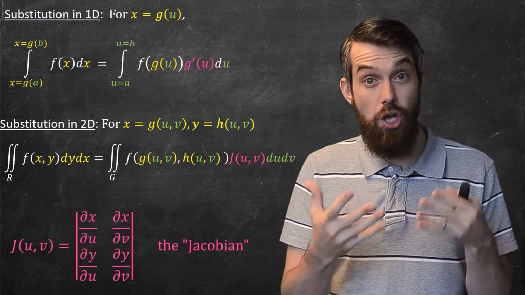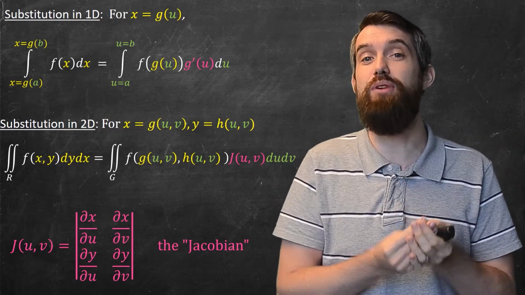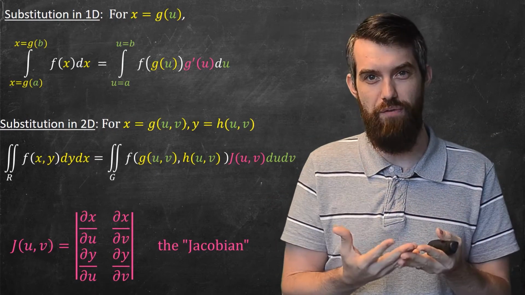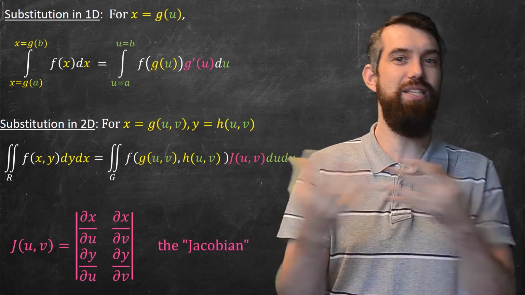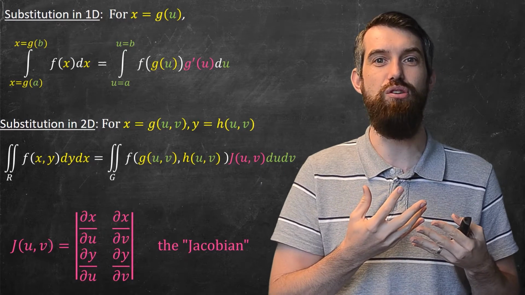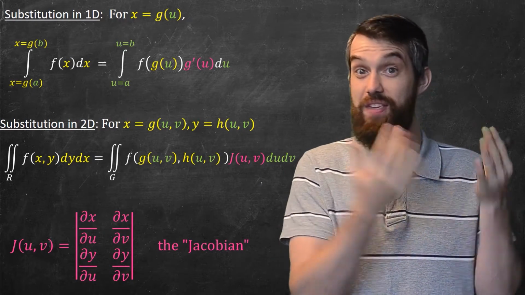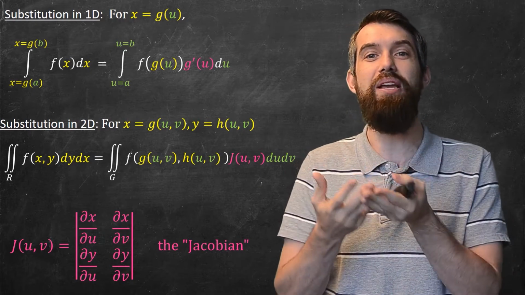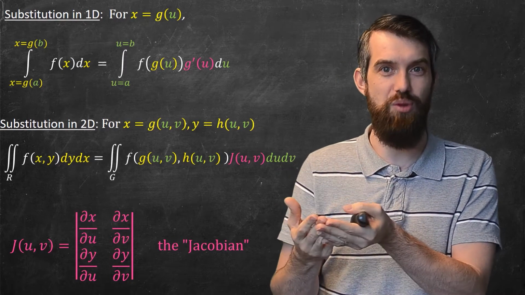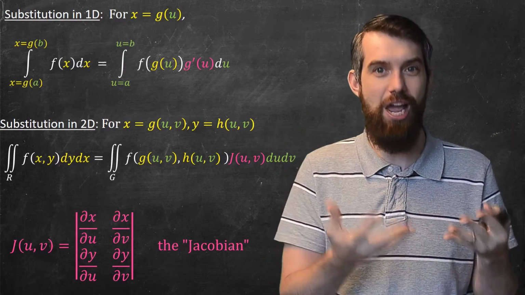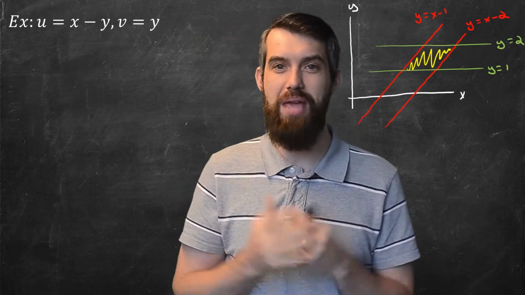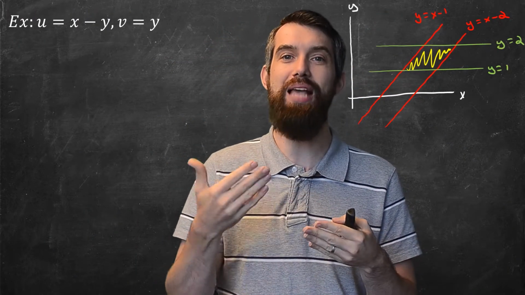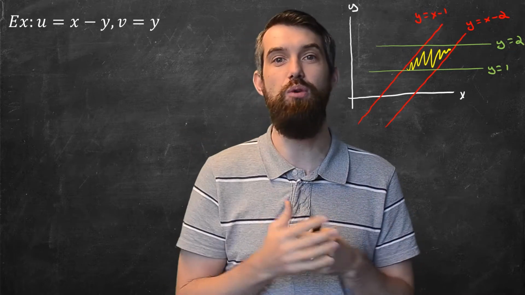J of u and v, the Jacobian, is just the determinant of a particular matrix, a matrix of partial derivatives. And the idea here is that this represents the scaling factor from when you shift your areas thought of in terms of the xy coordinate system to being areas in the uv coordinate system. You need to get a scaling factor, and this J gives you that scaling factor. All right, so let's look at the example that we had before where our u was x minus y and our v was just equal to y.